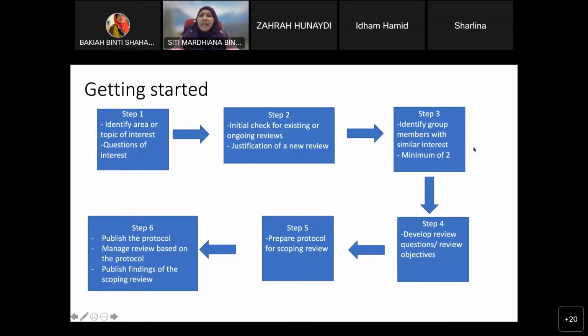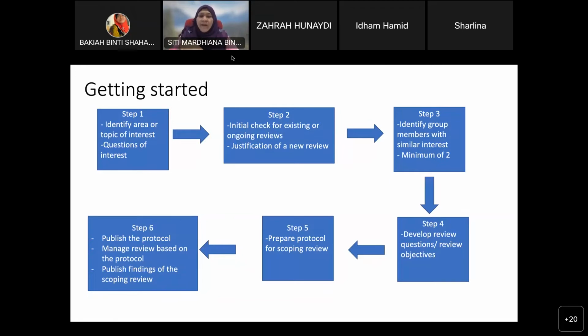And then the third step is to identify the group members. You need to form a group, and the minimum number of members is two. I would not encourage having one, because you need two people, because you want somebody else to validate the papers that you have found, and also to validate the data that you charted from the studies. And then the next step, step 4, is to develop the review questions related to your topic of interest and also your objectives.